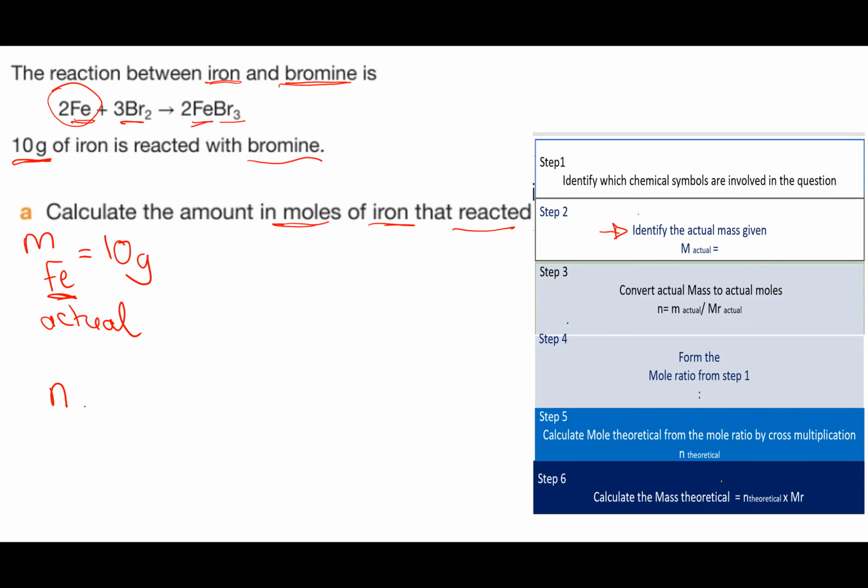So N of iron, and I will never forget to put that because that will help me with my mole calculation. It's also actual, that is equal to 10 grams divided by the MR of iron. Because N equals, as we have over here, mass over MR. And so 10 grams of iron divided by the MR of iron, which is 56 grams per mole.